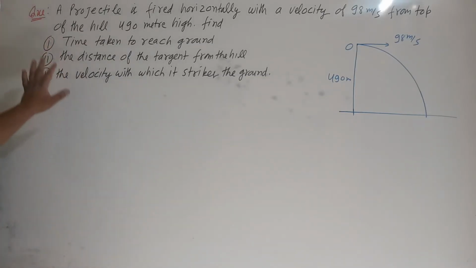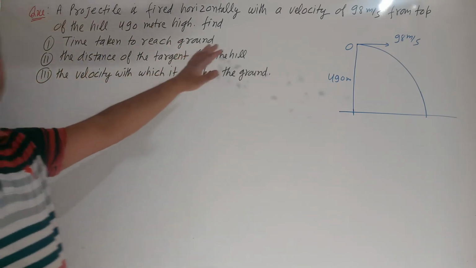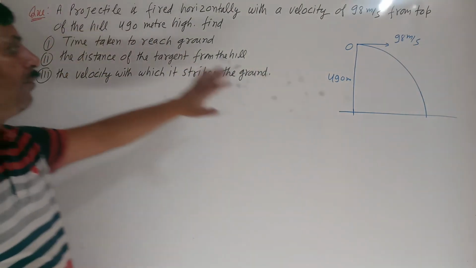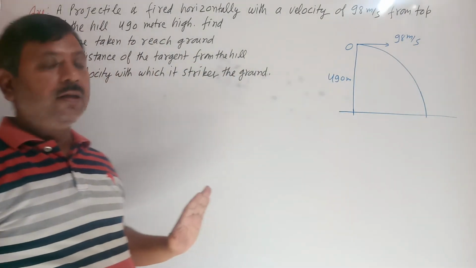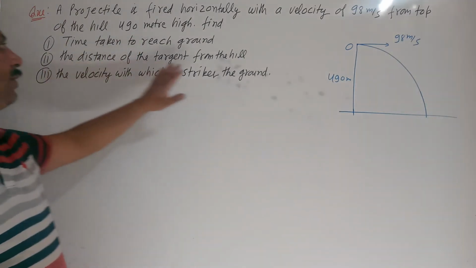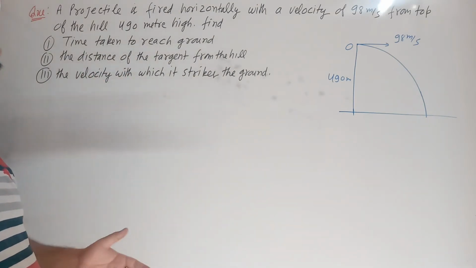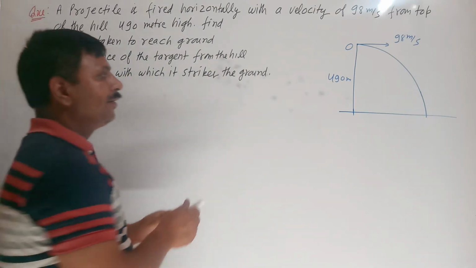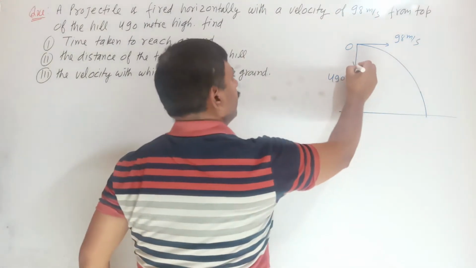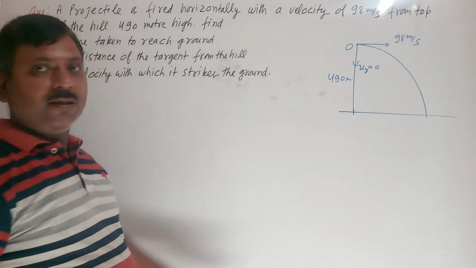See here, a projectile is fired horizontally with a velocity of 98 meters per second from the top of a hill, 490 meters in height. Find the time taken to reach the ground, the distance of the target from the hill, and the velocity with which it strikes the ground. Same thing is here. We are taking vertical motion. So what will be the initial velocity? Vertical motion, that will be 0.